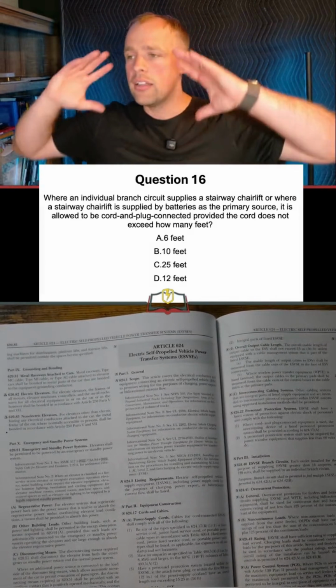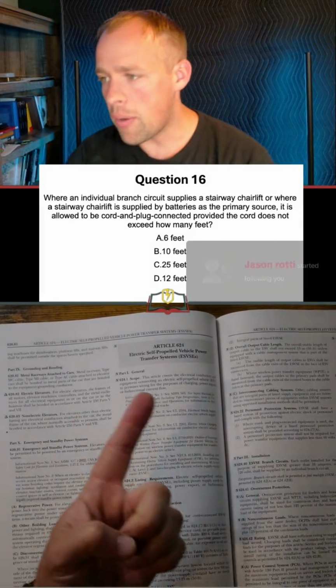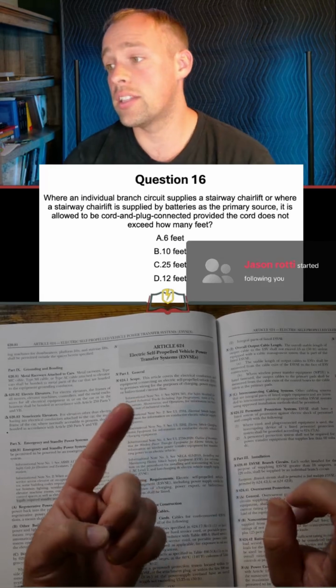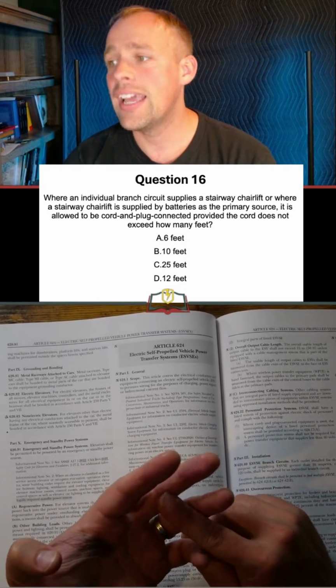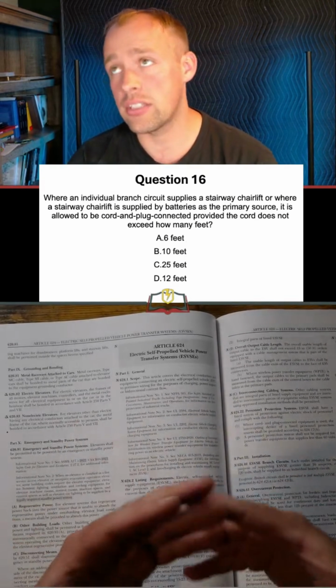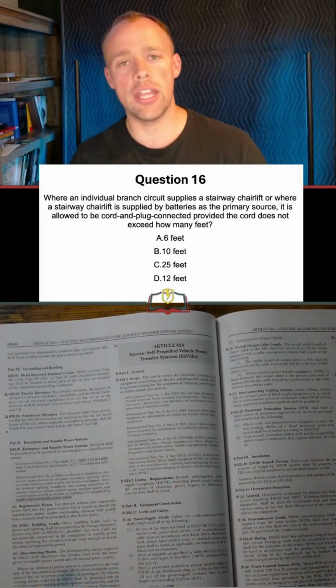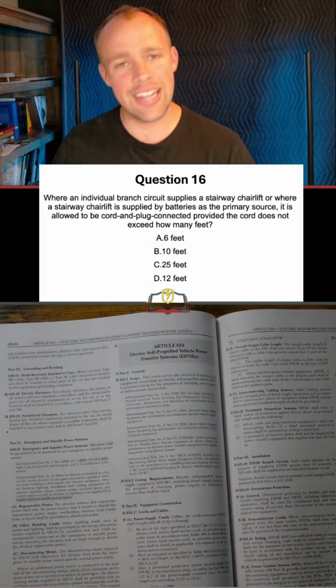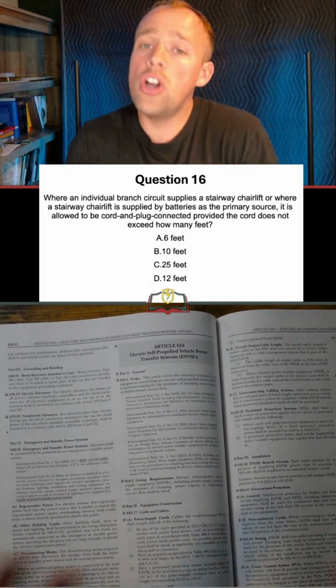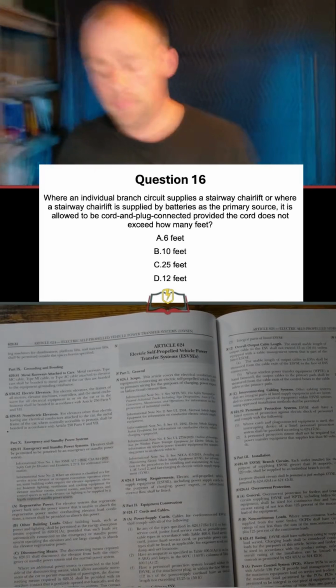Okay, so again, let's look at the question. We're talking about branch circuits. We're talking about it's supplying a stairway chairlift. It's battery powered as the primary source. It's allowed to be cord and plug connected, okay? So this is a hidden keyword here. A hidden keyword. When you see cord and plug connection, that also could be a disconnecting means, okay?